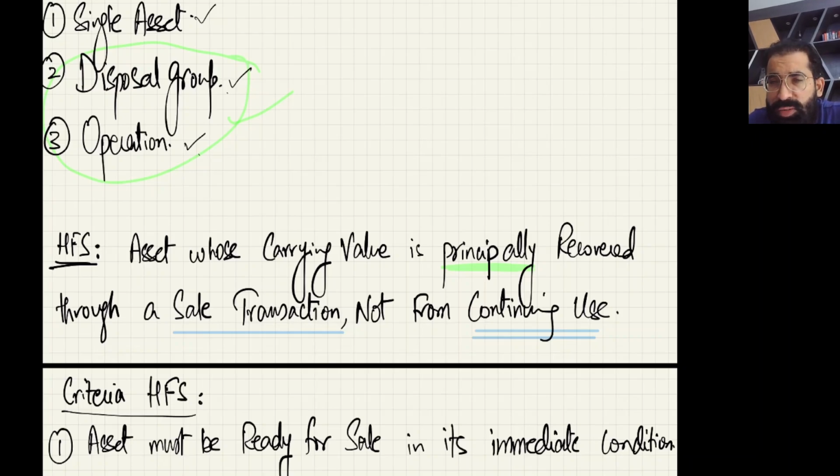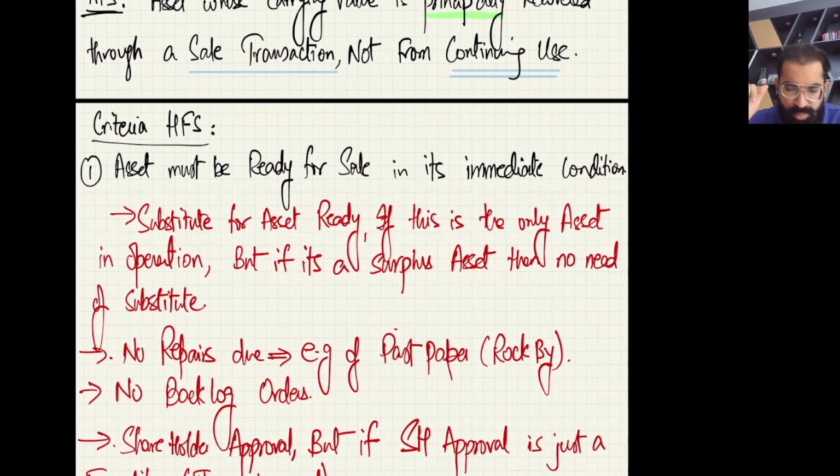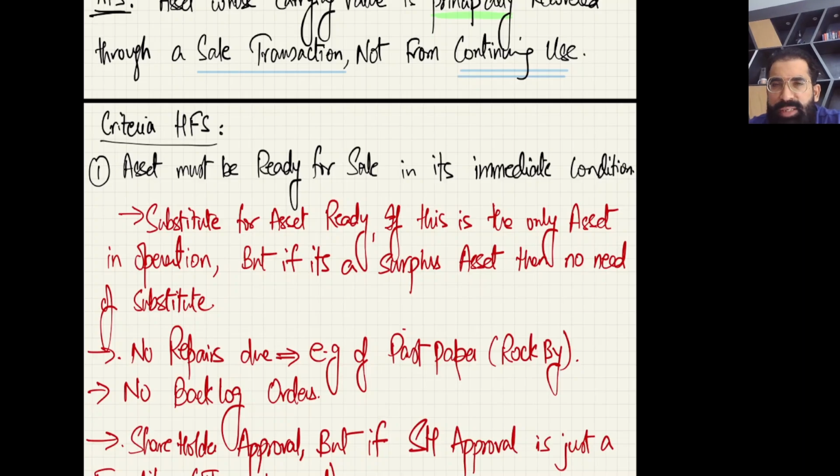And yes, we are going to discuss that criteria. If you meet the held for sale criteria, only then can you classify that non-current asset as current asset. Okay, now these are the conditions for held for sale. The first line, see the black marker, it is written: asset must be ready for sale in its immediate condition. Ready for sale means if a buyer comes now, you just give it, that means it is in immediately sellable condition.